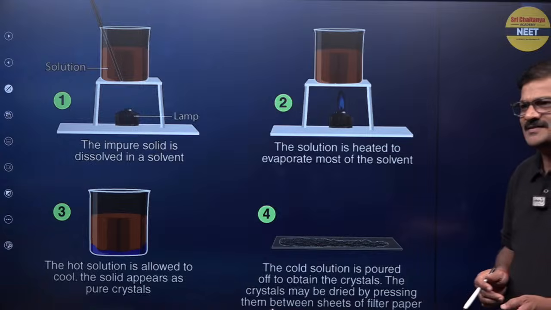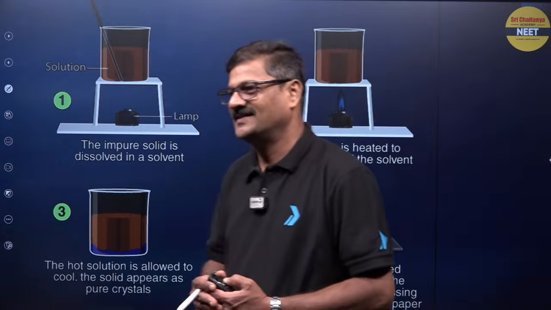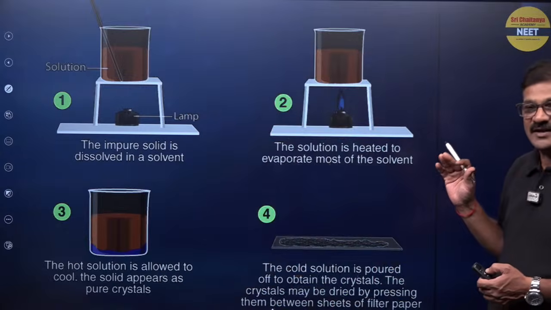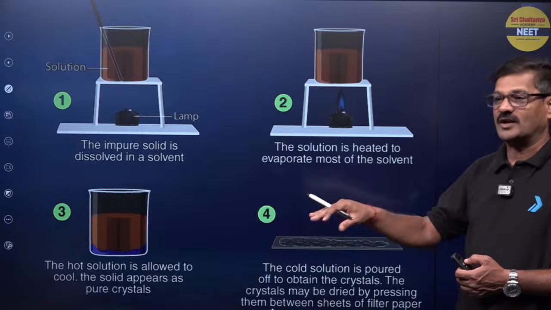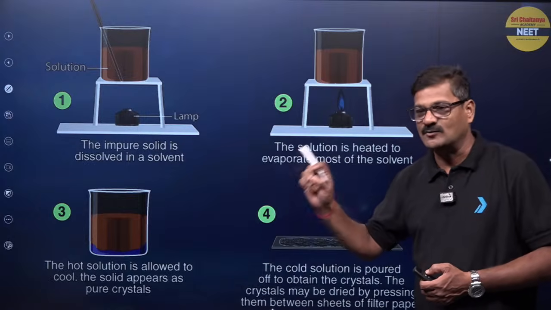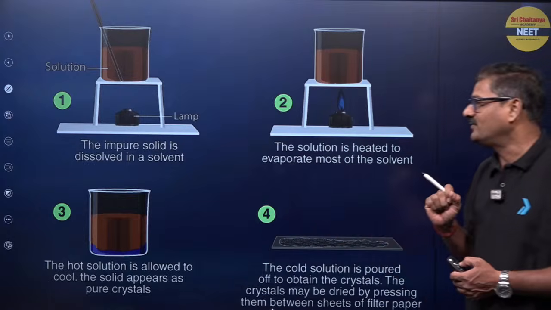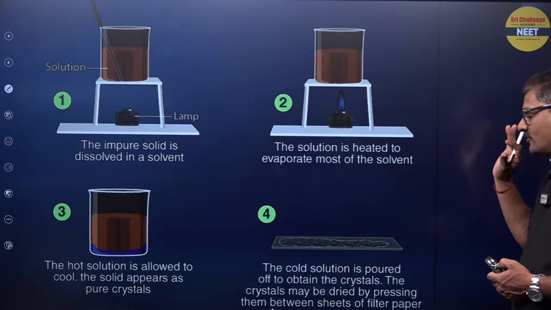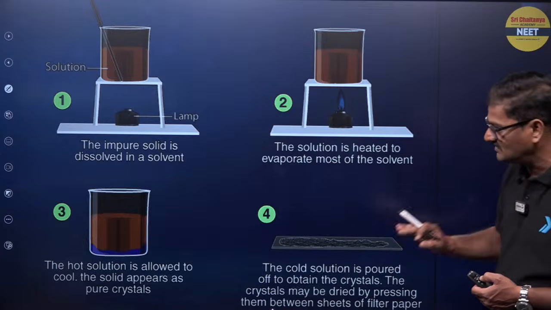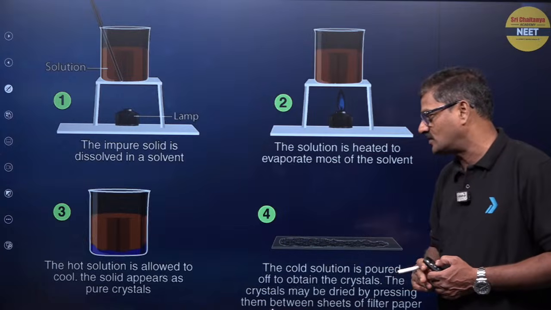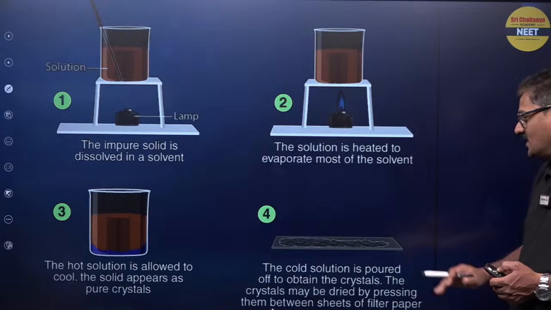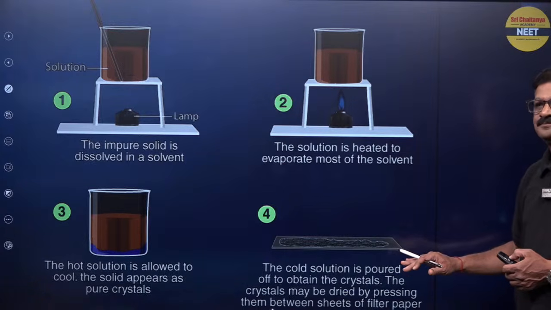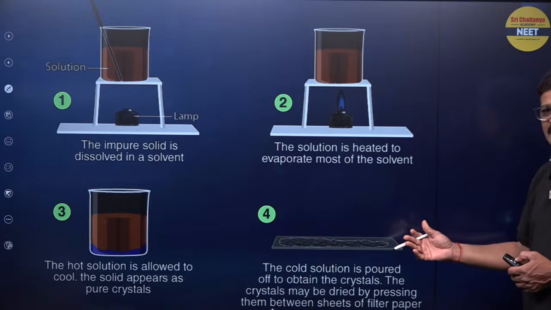Naphthalene is used in deodorizers, for deodorizing washrooms and all. Anyway, the impure solid is dissolved in solvent, the solution is heated to evaporate most of the solvent, then the hot solution is allowed to cool, and the solid appears as pure crystals. The cooled solution is poured off, the crystals are obtained, and they are evaporated.